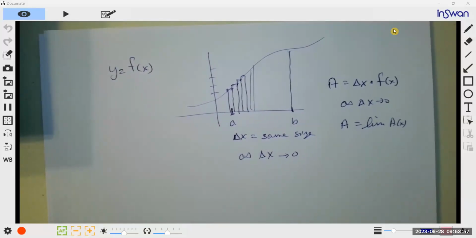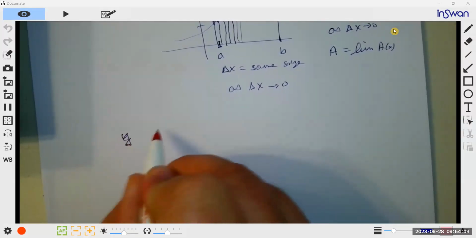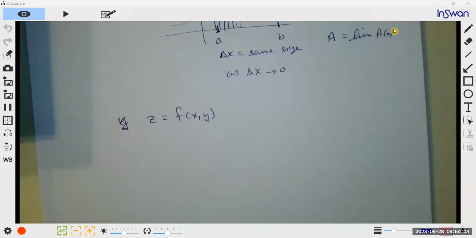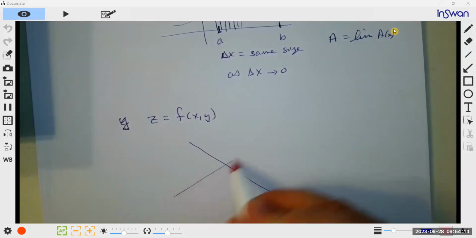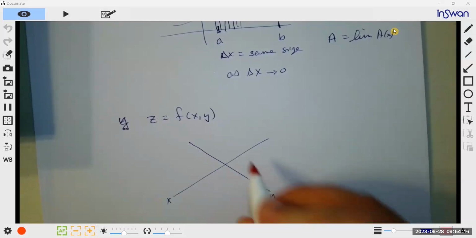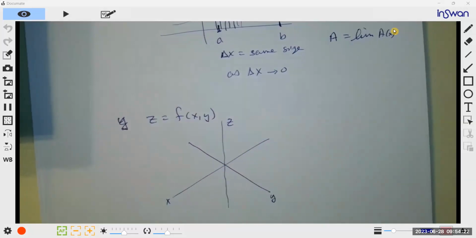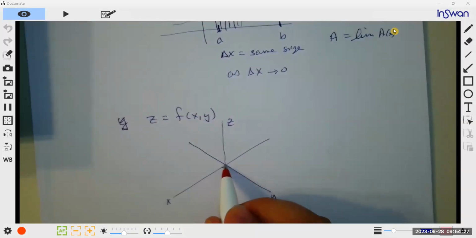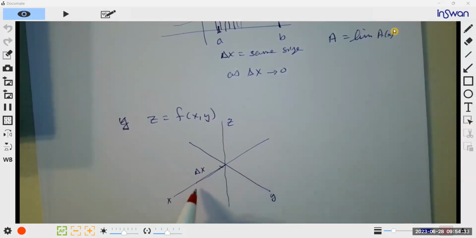So we're going to do the same thing now in this chapter, in Cal 3. We're saying that z is equal to a function with two variables. So we still have our x and y components, but now we have the z-axis. So we're going to do the same thing here. We have our delta x. We're going to separate each one of those. So let's say our curve looks like this.